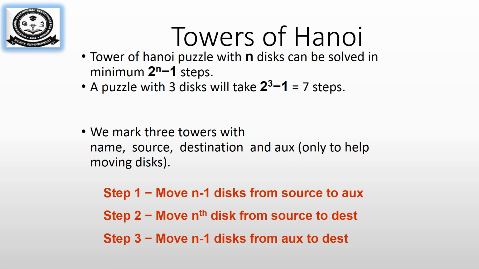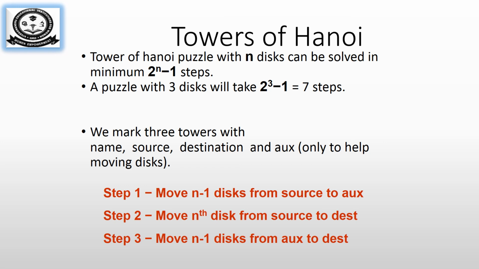So the Tower of Hanoi can be solved in a minimum of 2 power n minus 1 steps. That is, if you are having 3 discs or 3 rings, it can be completed within 7 steps. So we can mark the 3 towers with the names source, destination and an auxiliary one. So it will be useful for us to help in moving the disks. So step 1, you will move n minus 1 disks from the source to the auxiliary. In step 2, you will be moving the nth disk from source to destination. In step 3, n minus 1 disks from auxiliary to destination.